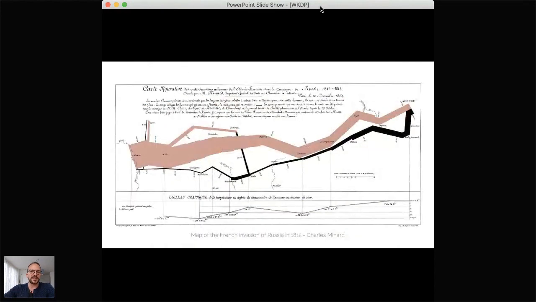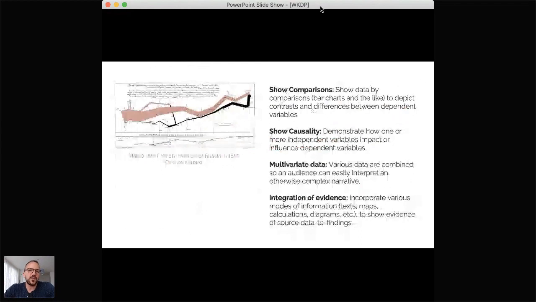So even if we look at some of the classic examples of data visualization, considered one of the best graphics ever created by Edward Tufte, this map of the French invasion of Russia in 1812 by Charles Minard, you notice it's taking a good amount of space to really explain this intricate and complex process of Napoleon's march. In fact, you can argue that the reason this chart is so effective is that it leverages some of the principles that Edward Tufte put together on what makes a successful information graphic. It's the ability to show comparisons between data. It's the important part of showing causality, understanding how things are related. It's employing multivariate data sets, so that you can combine them, and it allows the user to make better judgments on an otherwise complex narrative.